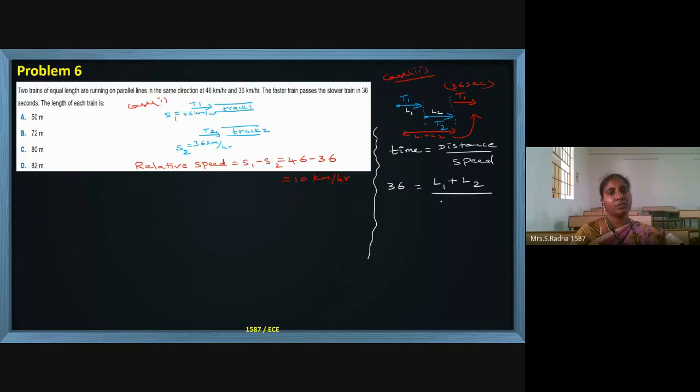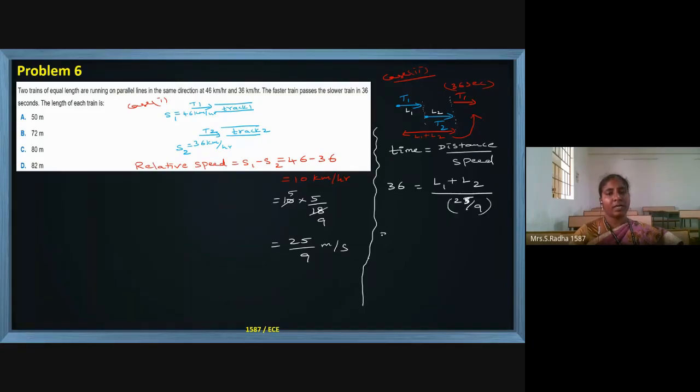But 36 seconds is a lower unit, so length we will also assume in the lower unit, meters. So I convert this 10 kilometers per hour to meters per second. I have to multiply by 5 by 18, converting to the lower unit. 5 2s are 10 and 9 2s are 18, so it is 25 divided by 9 meters per second. The relative speed is 25 divided by 9 meters per second.